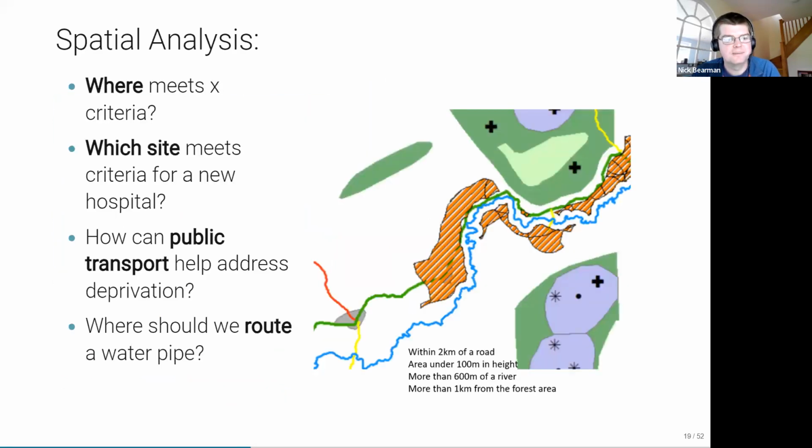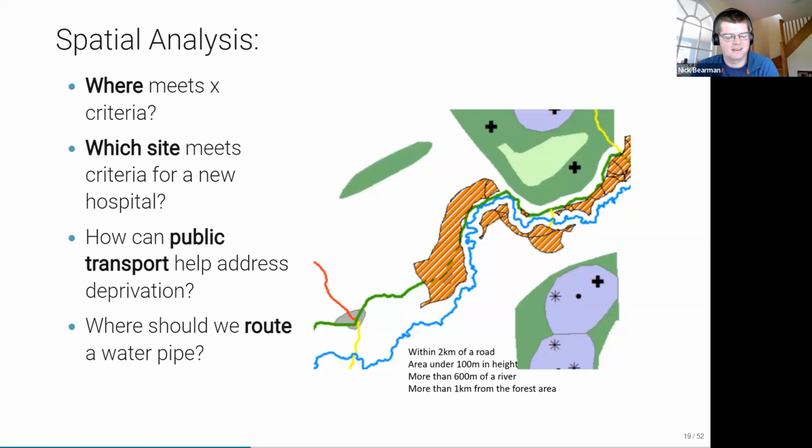Another example is spatial analysis. So this is a slightly different approach. This is using our GIS data to say, okay, what area meets certain criteria? The example there is looking at the proposed route for a water pipeline. And we're saying we've got these criteria we have to meet. It has to be within 2 kilometers of a road, it has to be under 100 meters in elevation, it has to be more than 600 meters from a river, and more than a kilometer from the forest area. And then we do all this process and we see the hatching, and these are the areas that meet those criteria. And we can apply this to a number of different places.